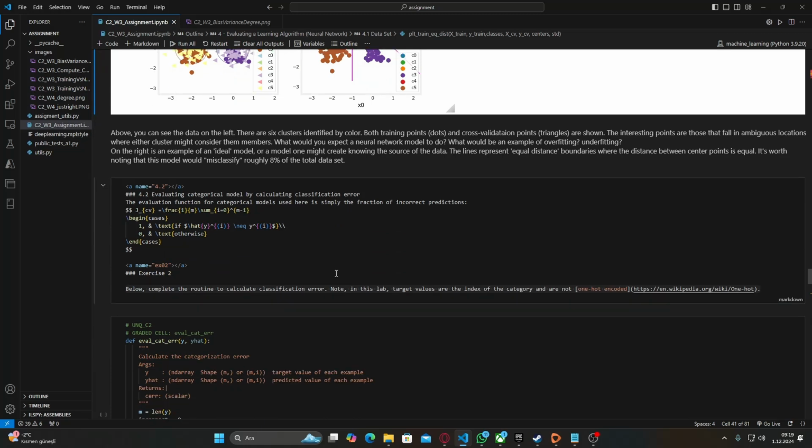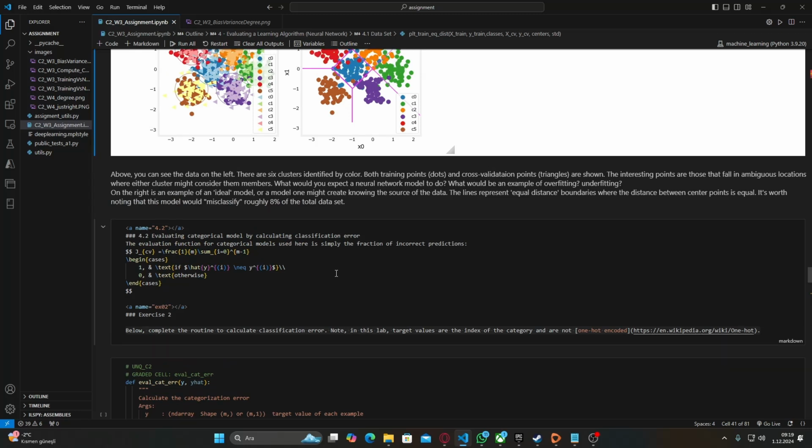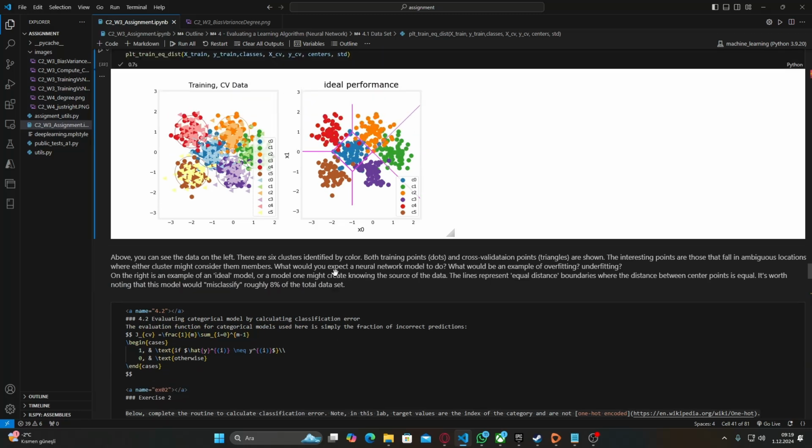Above, you can see the data on the left. There are 6 clusters identified by color. Both training points and cross validation triangles are shown. The interesting points are those that fall in ambiguous locations where either cluster might consider them members.